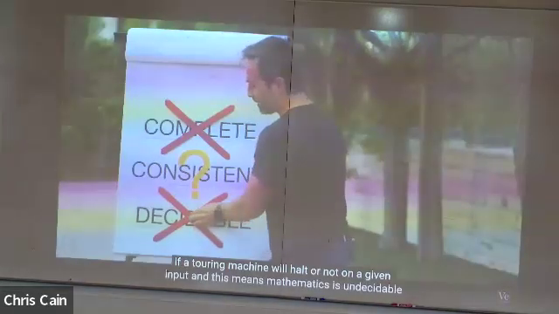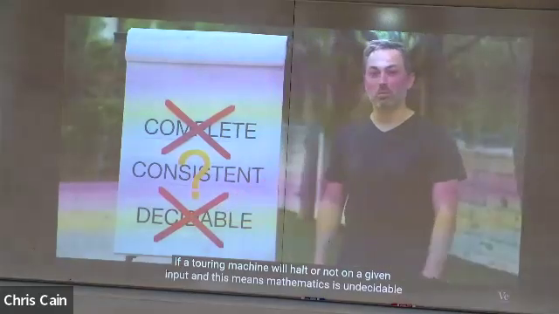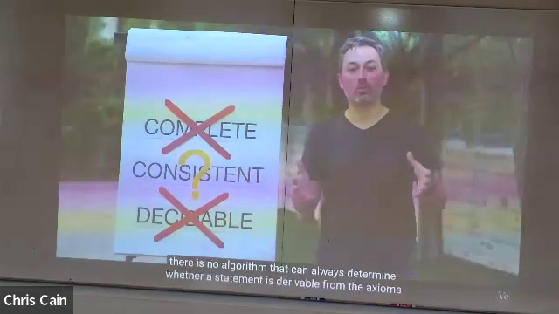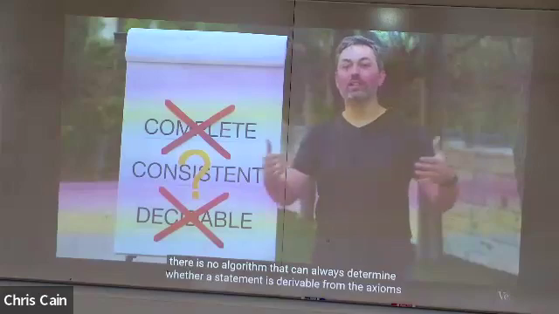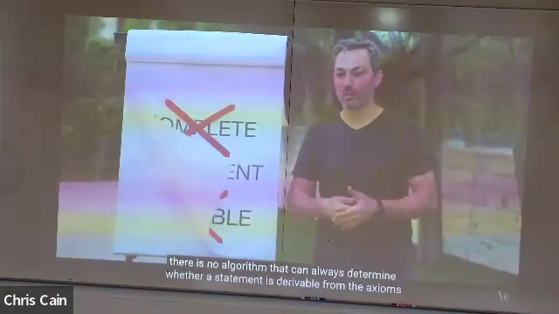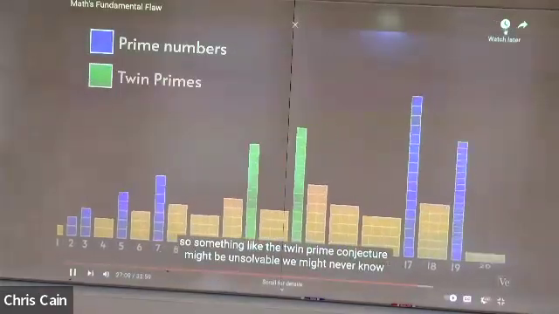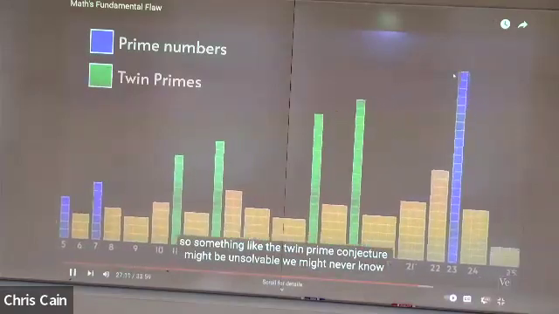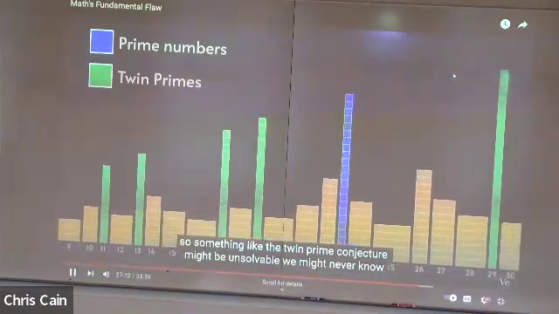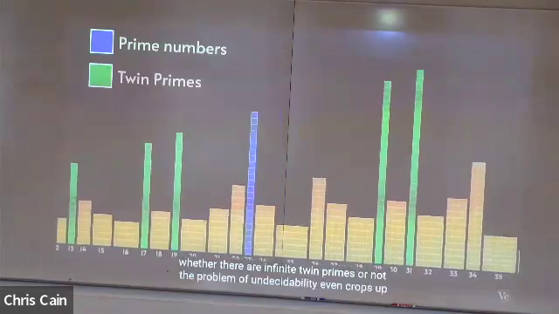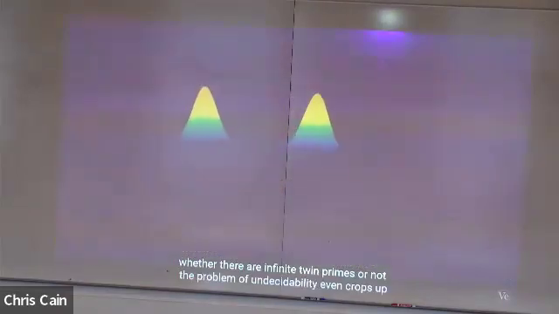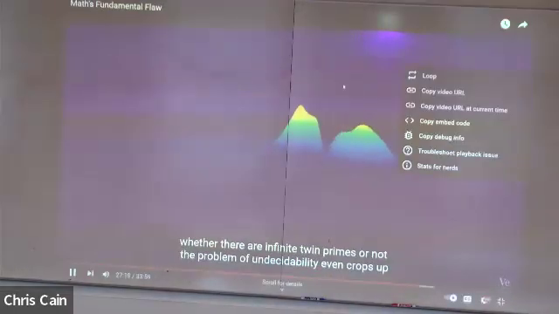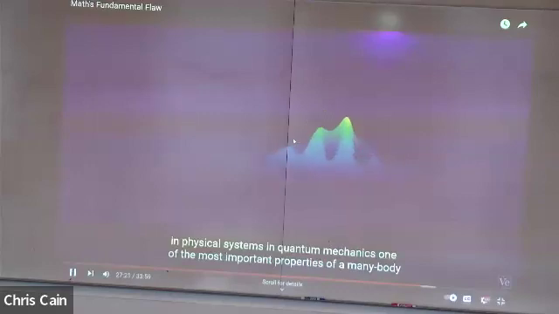And this means mathematics is undecidable. There is no algorithm that can always determine whether a statement is derivable from the axioms. So something like the twin prime conjecture might be unsolvable. We might never know whether there are infinite twin primes or not. The problem of undecidability even crops up in physical systems.